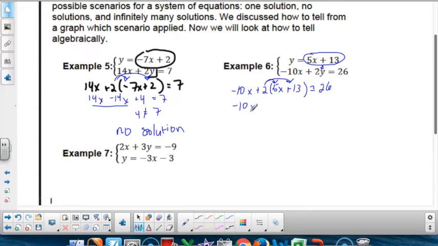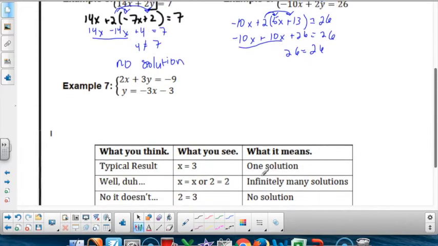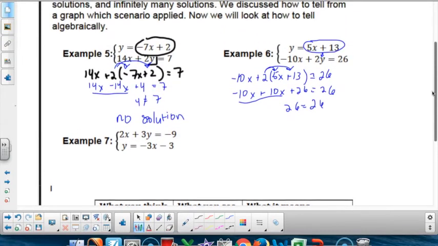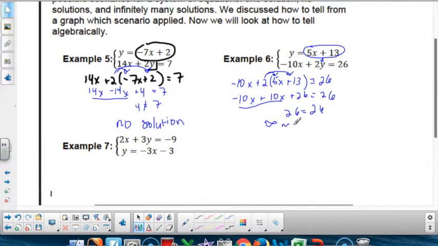My negative 10x is staying the same. 2 times 5 is 10x, and then 2 times 13 is 26, equals 26. Now I can combine those like terms. Negative 10x plus 10x is 0, and I'm left with 26 equals 26. Just like in Unit 1, when you see something that's completely true and you think, well, duh, why did I need math to tell me that 26 is equal to 26? Then your answer is going to be infinitely many solutions. If you get something that's equal to itself when your variables disappear, then you have infinitely many solutions.